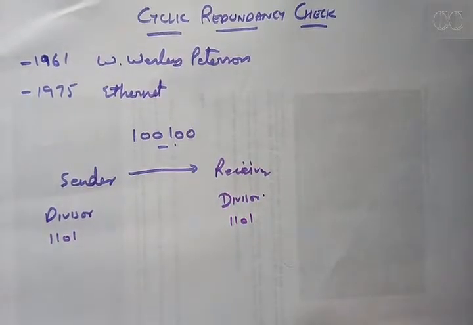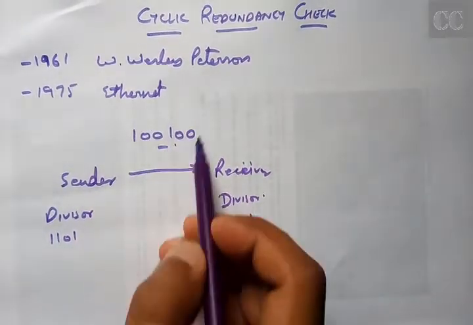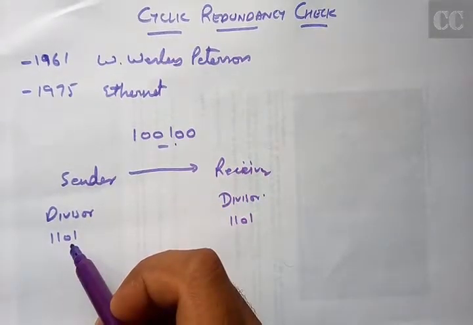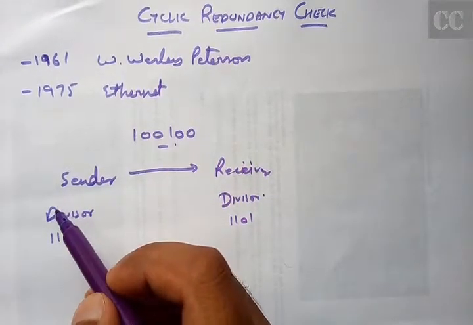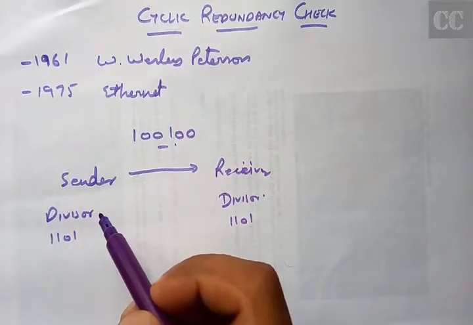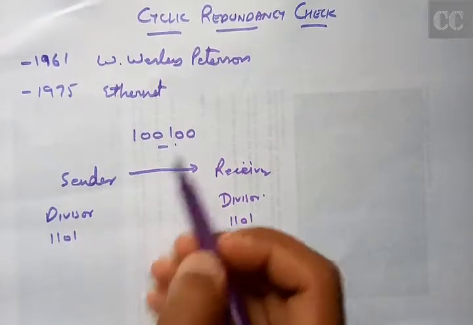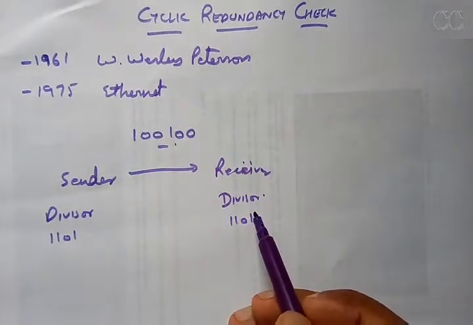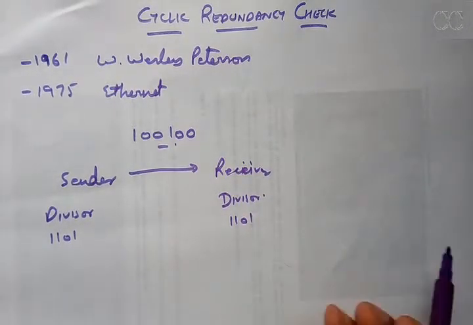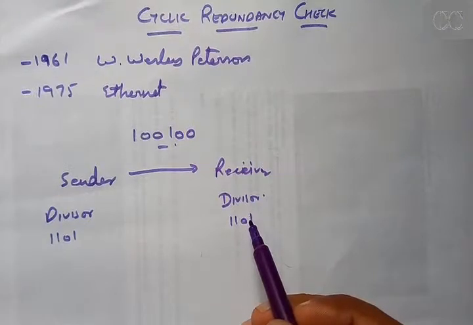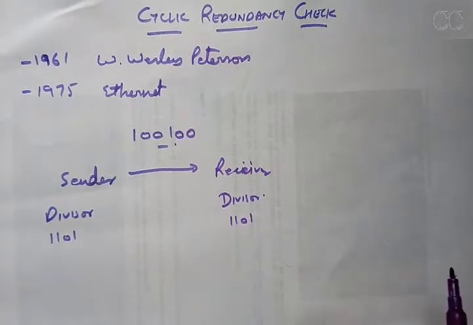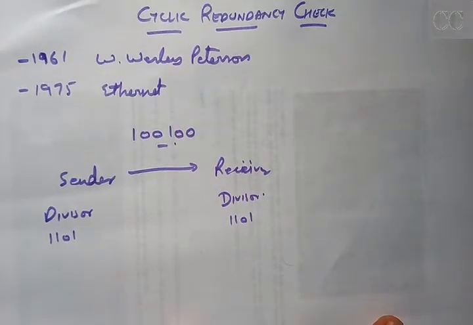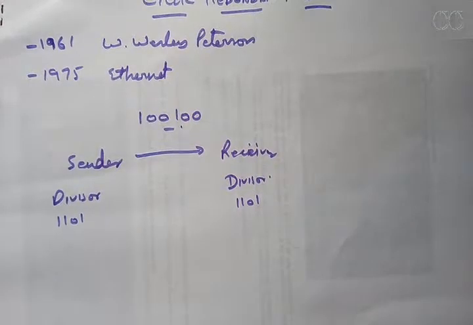We'll be taking our data and dividing it using the divisor on the sender side, and we'll be sending some manipulative data along with this main data. On the receiver side, the data altogether is again divided using the same divisor and verified for the result. So that is the way it works. We'll be implementing an example here in front of you today.